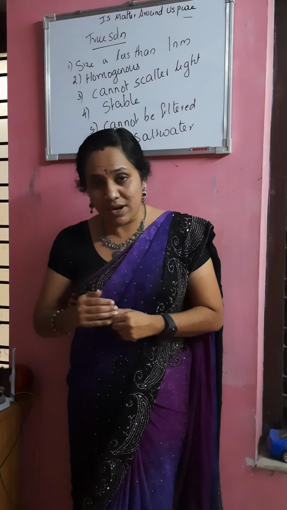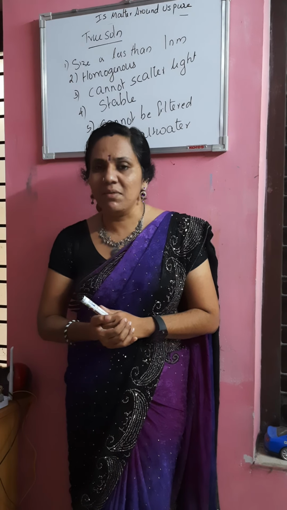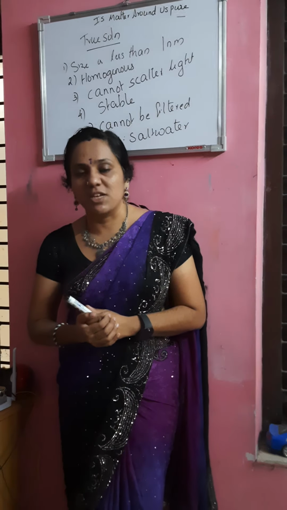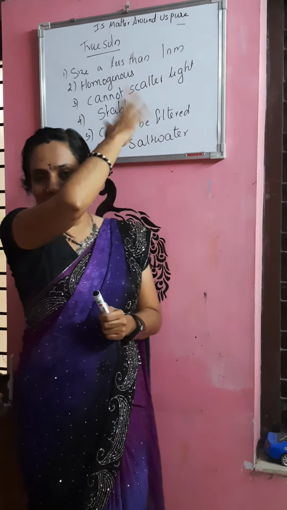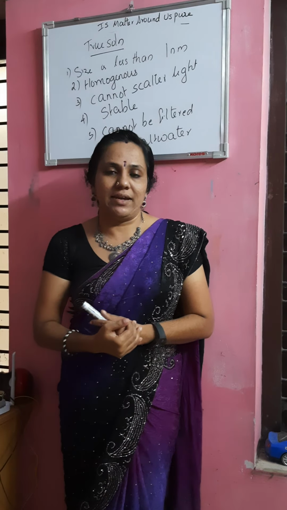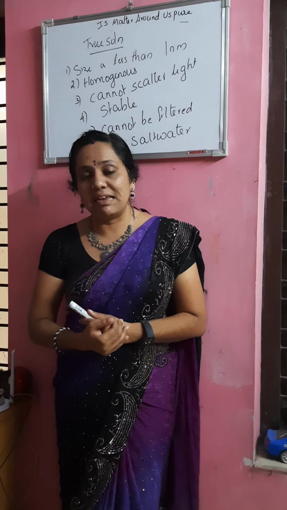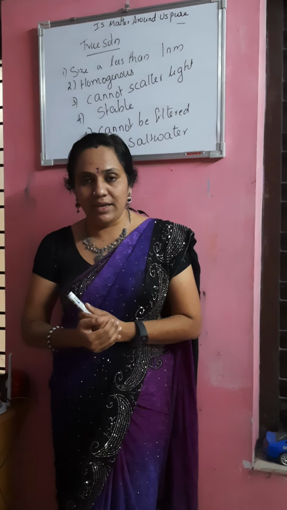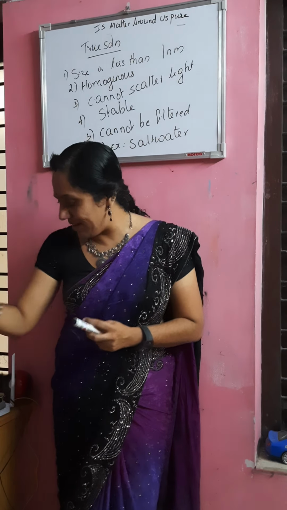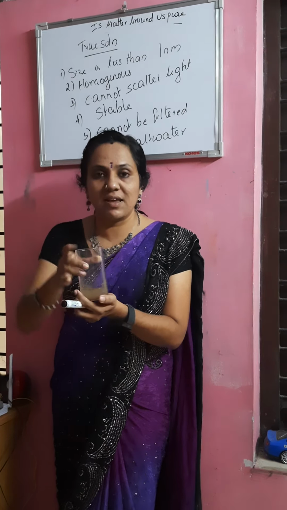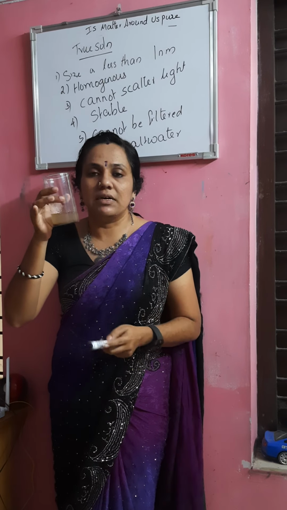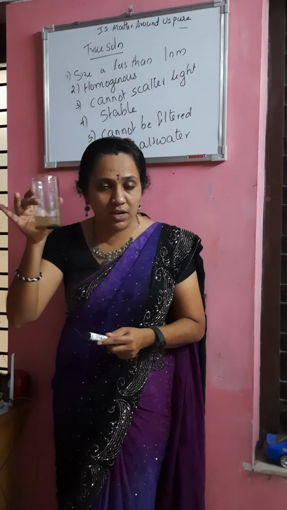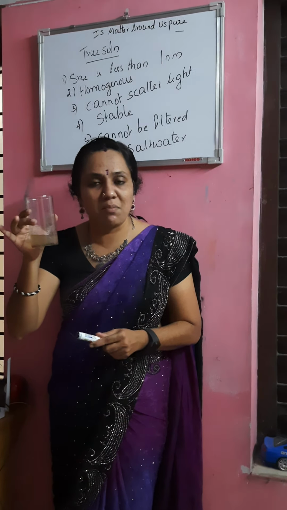Coming to the next one, the opposite is suspension. So I am going to discuss with you next the properties of suspension. First, the size of the particle is greater than 1000 nanometer. That means the size is too high. We can see it with our naked eye. I will give one example. Soil in water or sand in water is an example of a suspension. Sand in water, chalk powder in water, all these are examples of suspension.